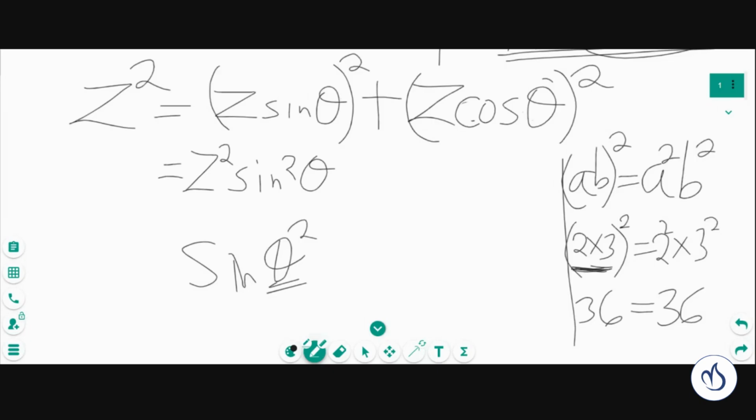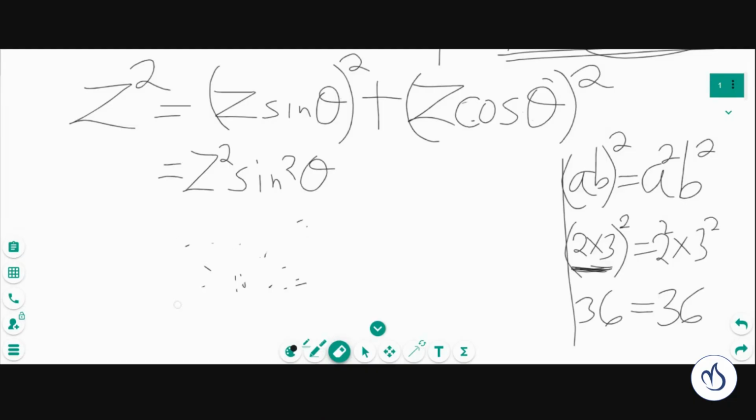But since we are squaring the whole sine theta, how we write it is that we write the squared before the angle. That means you are taking the whole thing and you're squaring it. Yes. Okay, I think you will be able to catch up on that.